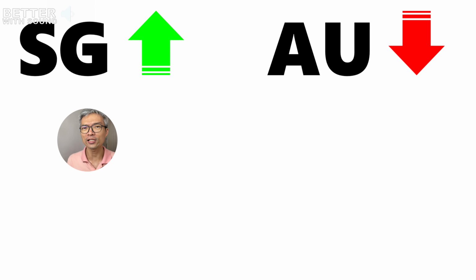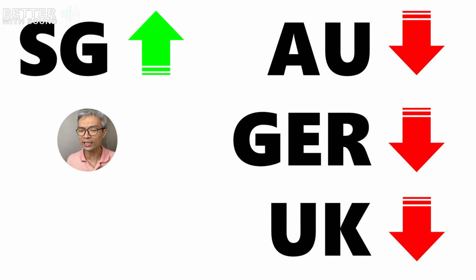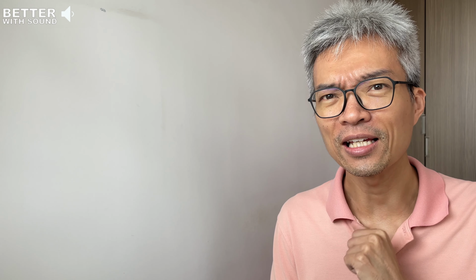Here's the summary. Singapore asset valuations went up, Australia asset valuations dropped, Germany asset valuations dropped, and UK asset valuations dropped. Did you notice this in the REITs that you hold? Let me know in the comments below on one REIT that you'd like me to check, and I'll check on your behalf. And you are probably thinking of this right now.